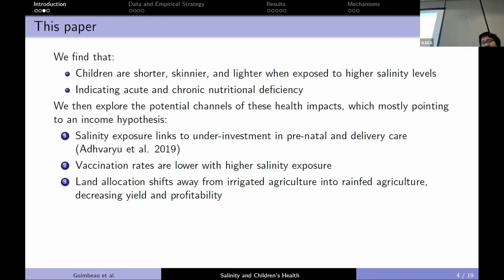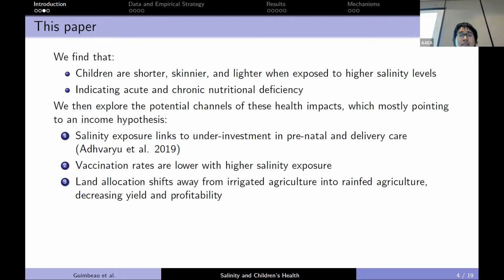First is that parents seem to be underinvesting in healthcare. If you're exposed to higher salinity levels, we actually find that there is underinvestment in prenatal and delivery care. People are more likely to give birth at home instead of going to a hospital. They're less likely to go to prenatal care. We actually see vaccination rates drop after the kid is born. That is associated with an income hypothesis, where parents have fewer resources to spare, so they're underinvesting in their child and in their own health. The other channel that we're exploring here is through agricultural land use.